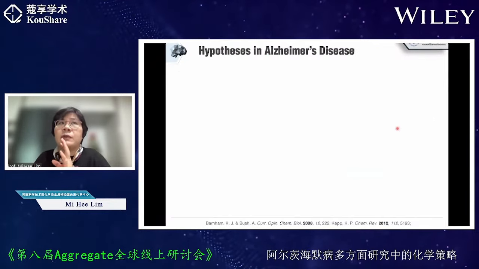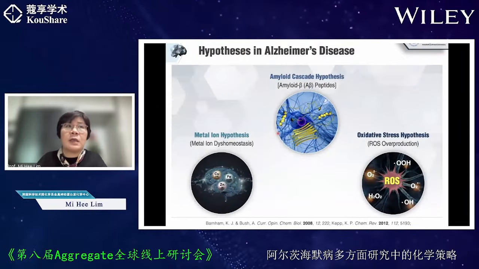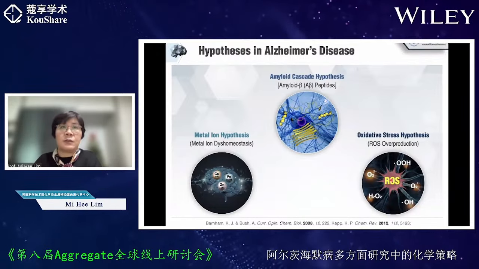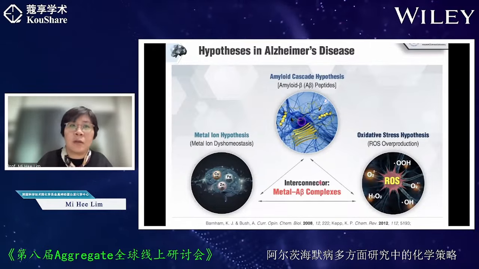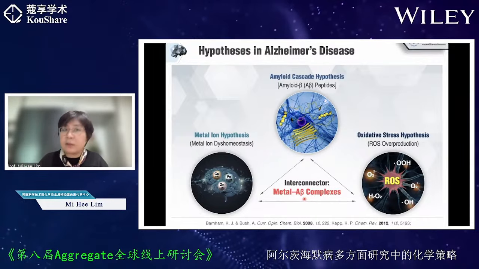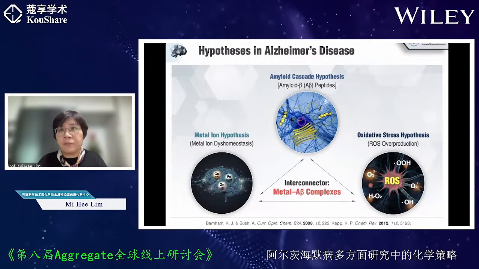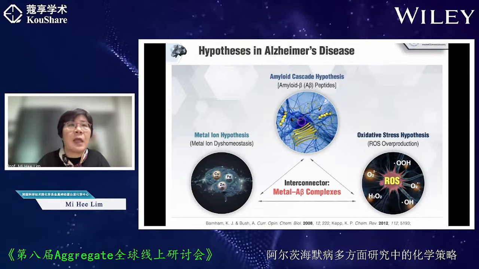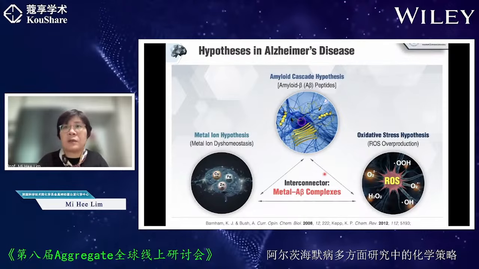There are many hypotheses regarding the etiology of Alzheimer's disease, but our laboratory was initially interested in three of them: amyloid cascade, metal ion, and oxidative stress. Based on the literature at the time, when we studied this area, we could guess and propose that the metal-A-beta complex can be the interconnector toward the toxicity triggered by these three pathological factors. So let me briefly show you why our laboratory thought the metal-A-beta complex could be the interconnector for these three factors toward the toxicity found in Alzheimer's disease.